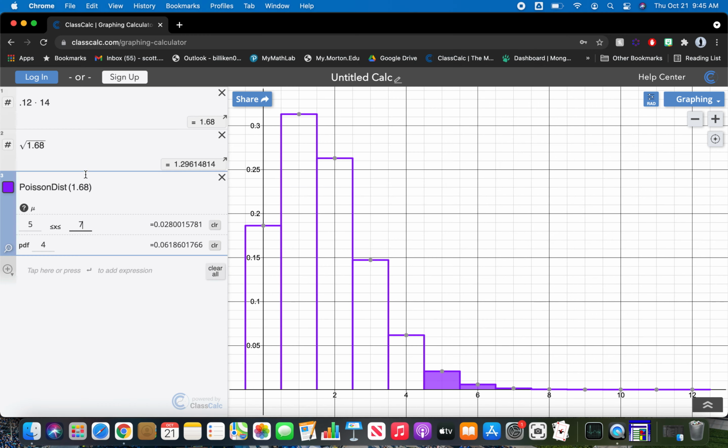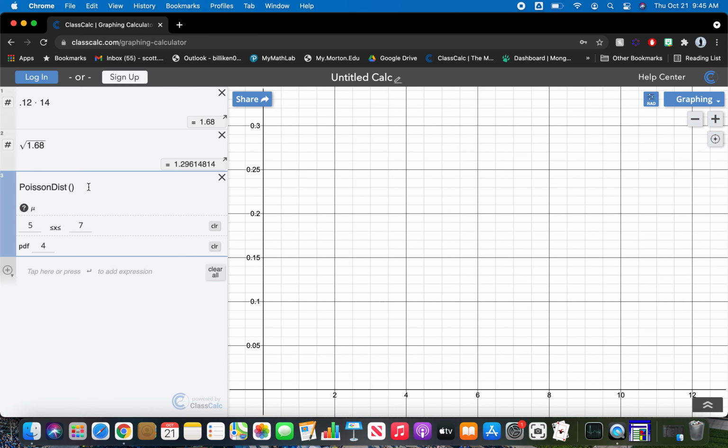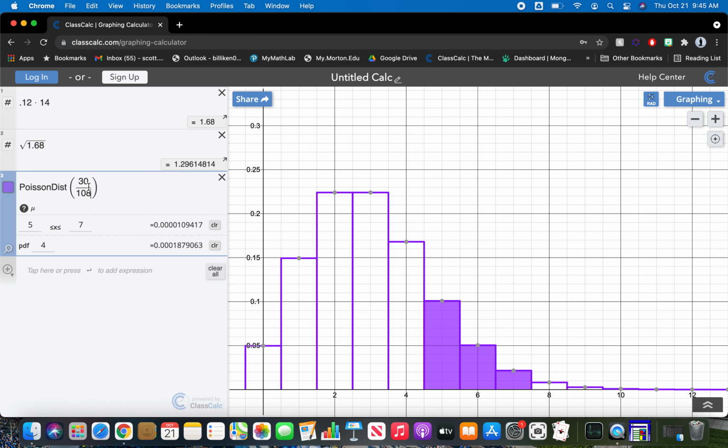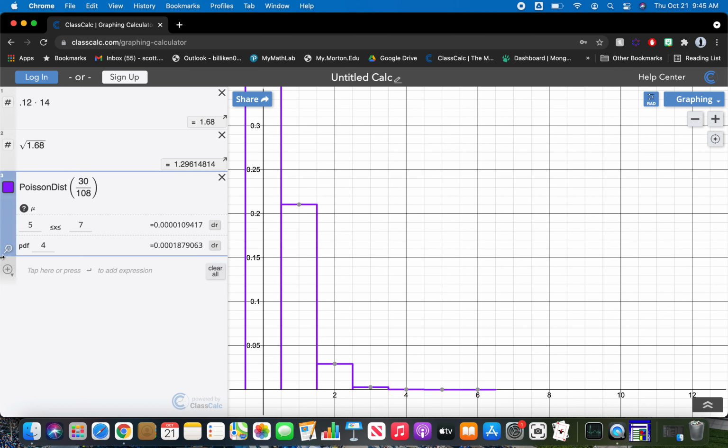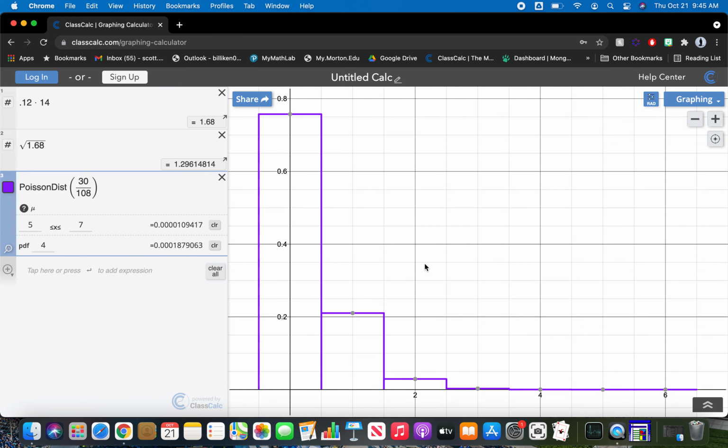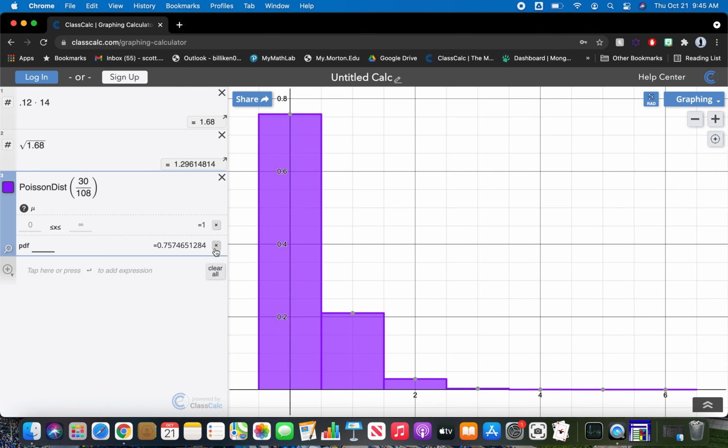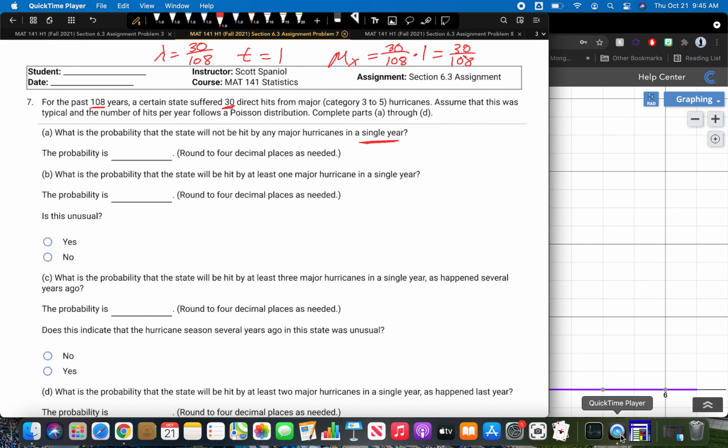Okay, so that's what we're going to come in here. So in our Poisson distribution, I'm just going to change 1.68 to 30 divided by 108. And then I can zoom again if I want, and it looks like this. And let's clear out our density functions. And so then we can start doing the probabilities. So the first one says, what is the probability that the state will not be hit by any major hurricanes in a single year? So that's just the probability that x equals 0.